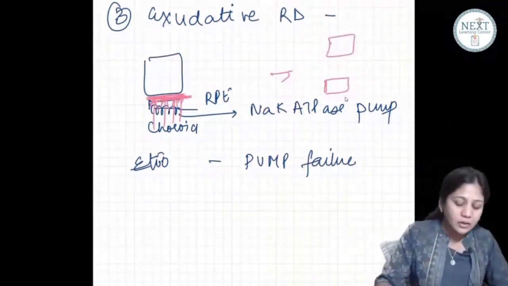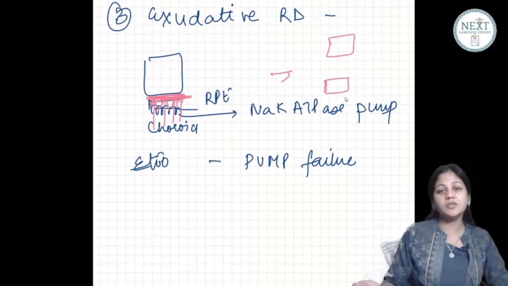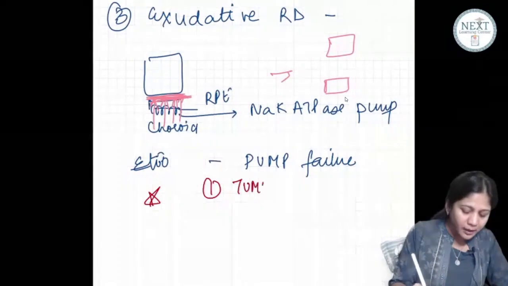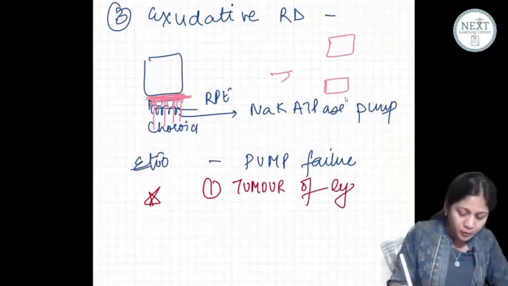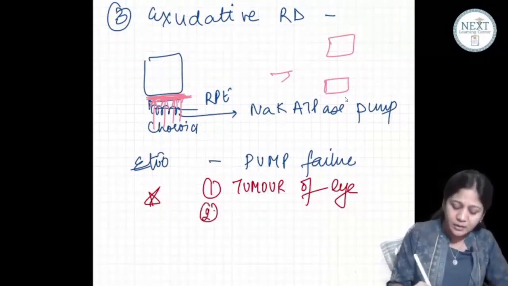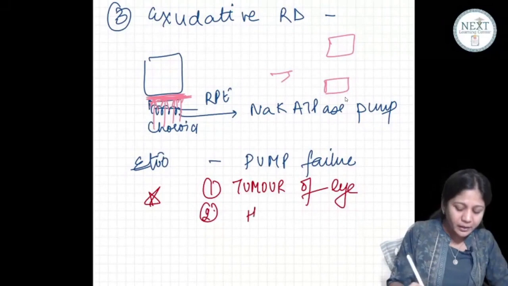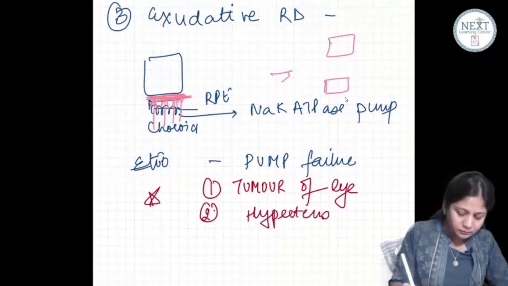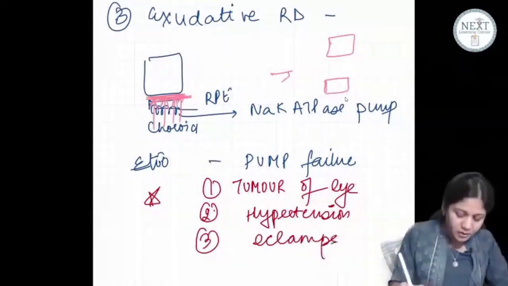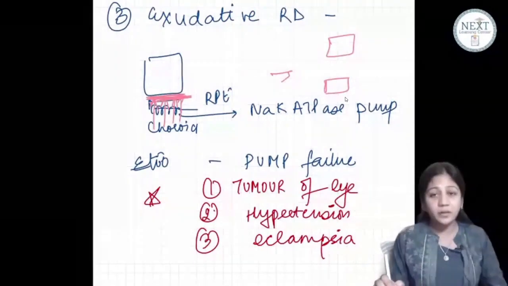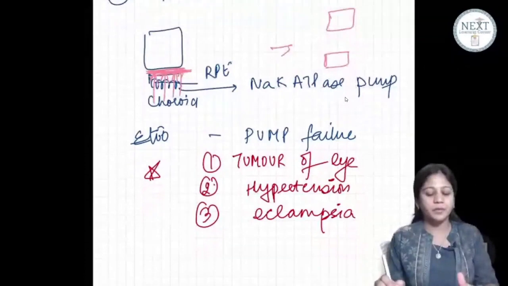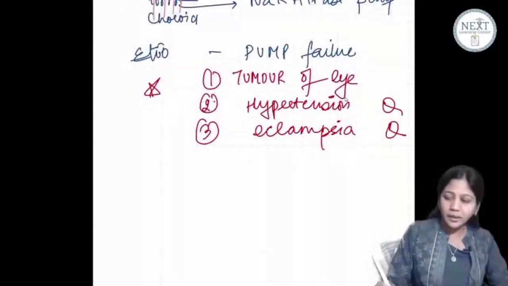Okay, so the important question is, what are the conditions where you can have a pump failure? This is very important. So the first one is tumors of the eye. If you have any tumor of the eye, this pump can fail, especially the retinal and choroidal tumors like retinoblastoma. Okay, next one is hypertension, severe hypertension, malignant hypertension. The third one is eclampsia, preeclampsia. So you see pregnant females. Okay, this type of RD can be seen in pregnant females who suffer from preeclampsia, eclampsia. Very, very important question. Okay?